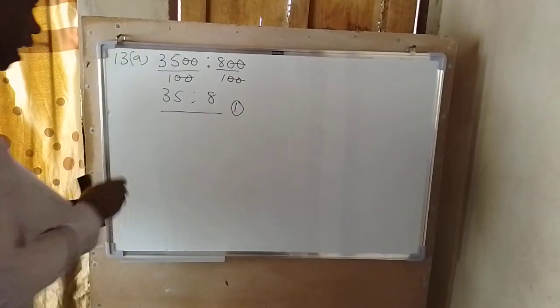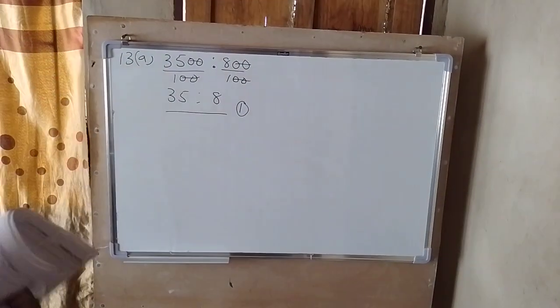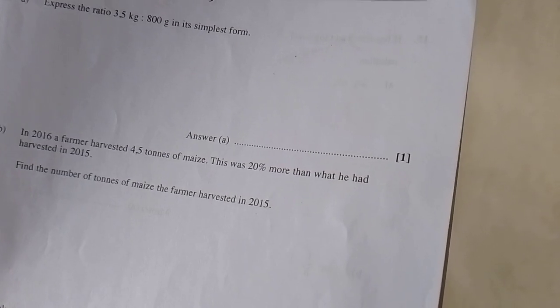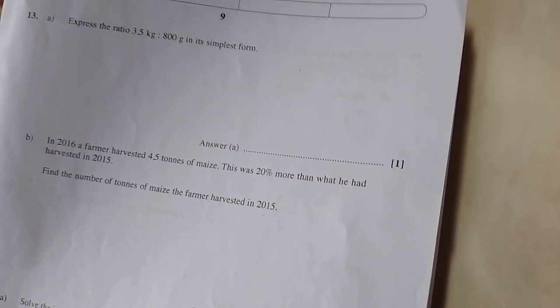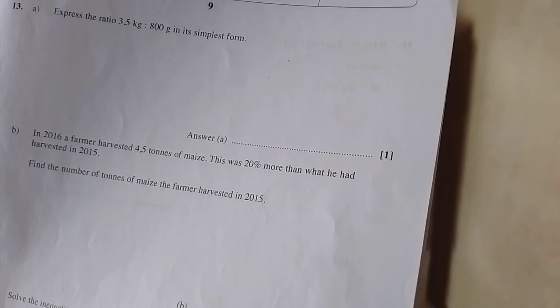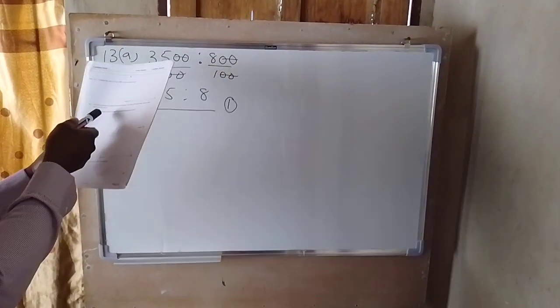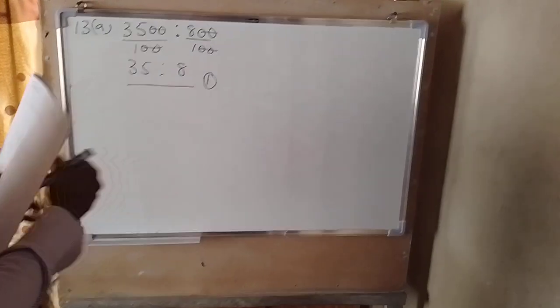Thank you very much. Then our next question reads, in 2016, a farmer harvested 4.5 tons of maize. This was 20% more than what he had harvested in 2015. Find the number of tons of maize the farmer harvested in 2015. Right. If the harvest is increased by 20%, it means in 2015 the farmer had what?